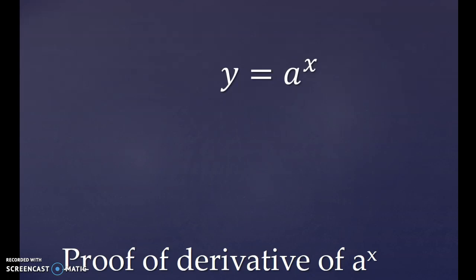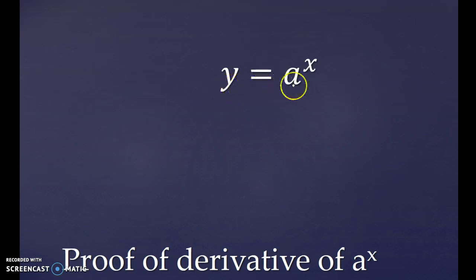So we're going to prove this derivative, the derivative of a to the x. We're going to make use of e to the x to prove it, and you're responsible for knowing the derivative. You don't have to prove it every single time, but since this is a calculus class, it's a college level class, I want you to be exposed to proofs.